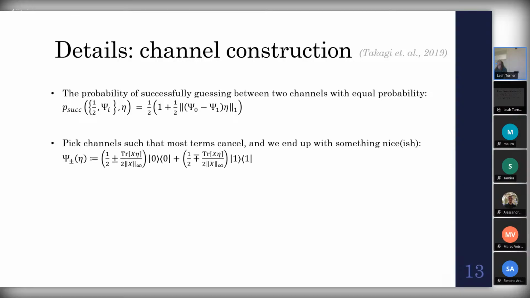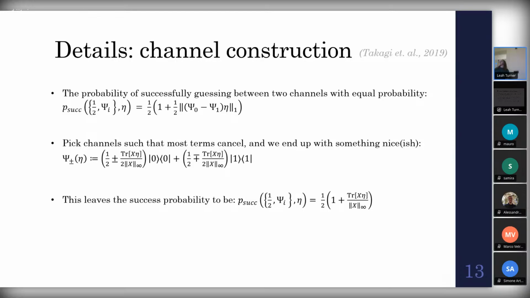So the channels that we pick are these ones here. Essentially a projection onto 0 and 1, just some orthogonal base vectors with some coefficients that depend on your input state eta and also some operator x that I'll get to in a bit. And these channels don't really have any physical meaning. They're picked for mathematical convenience, essentially, so that basically the terms cancel out.